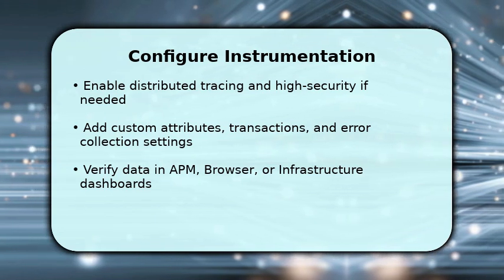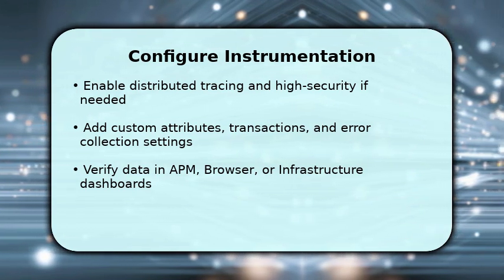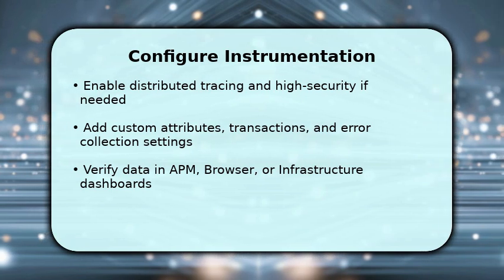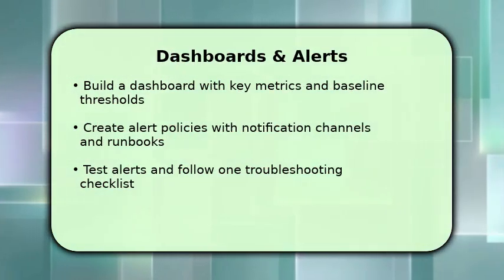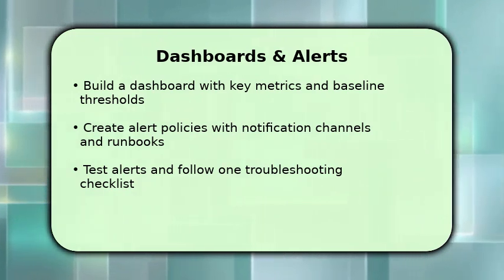After applying changes, check the APM, browser, or infrastructure dashboards to confirm traces, spans, and metrics are appearing as expected. Finally, assemble dashboards that show latency, throughput, error rate, and host health so you can monitor trends at a glance.